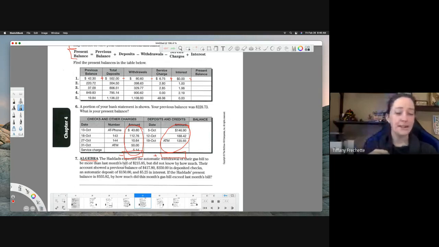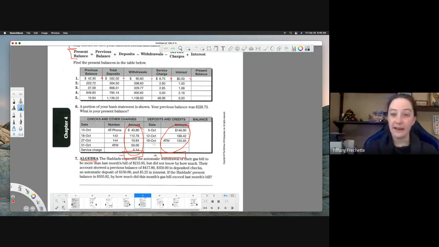A lot of the time they're going to give us a total and they want us to go back and find some missing piece. So if we read this, the Haddads expected the automatic withdrawal of their gas bill to be more than last month's bill of $215.85. Now remember, this is last month's bill. They're just giving you a reference there, and we're going to use that toward the end of the problem. But did not know by how much. So they expect it to be more, but they don't know how much more.